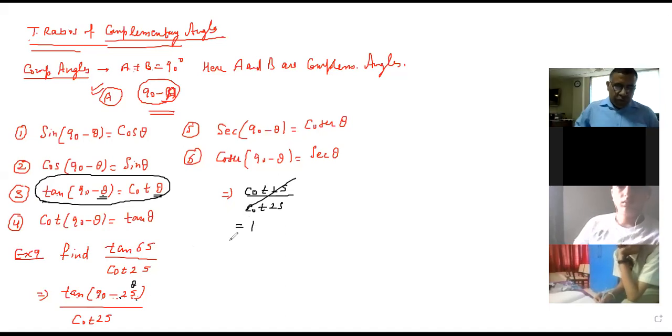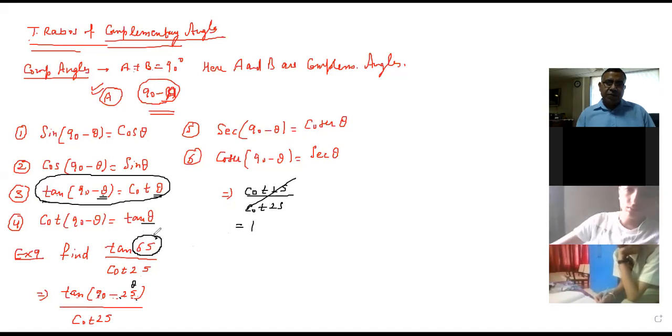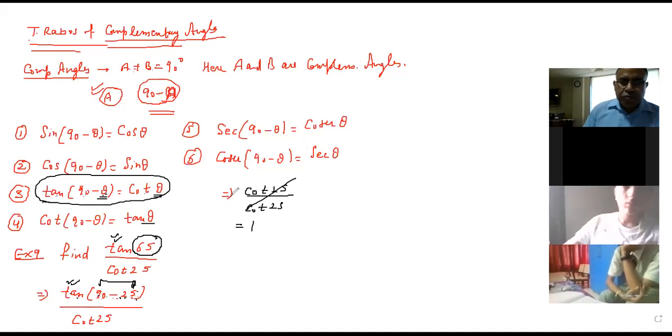Clear? So in the first step, I wrote 65 as 90 minus 25. Tan is as it is. Then apply the result: tan 90 minus theta is cot theta. The value of theta is 25, so it is cot 25. Right? So note this down.